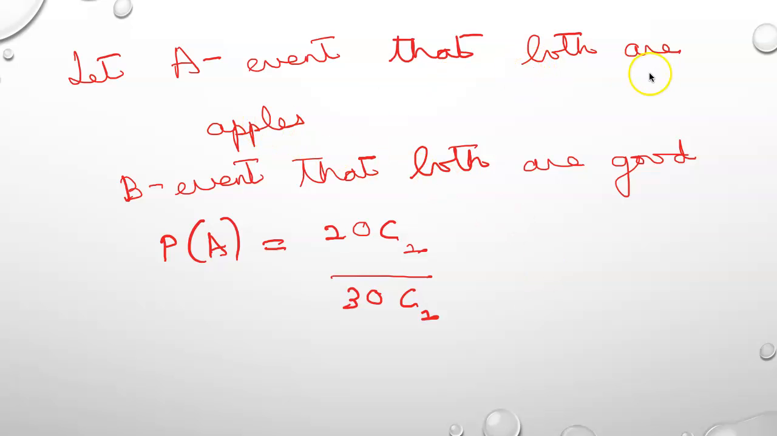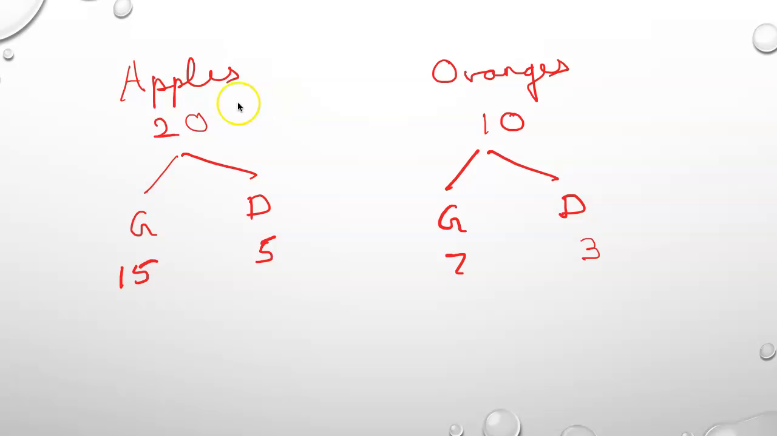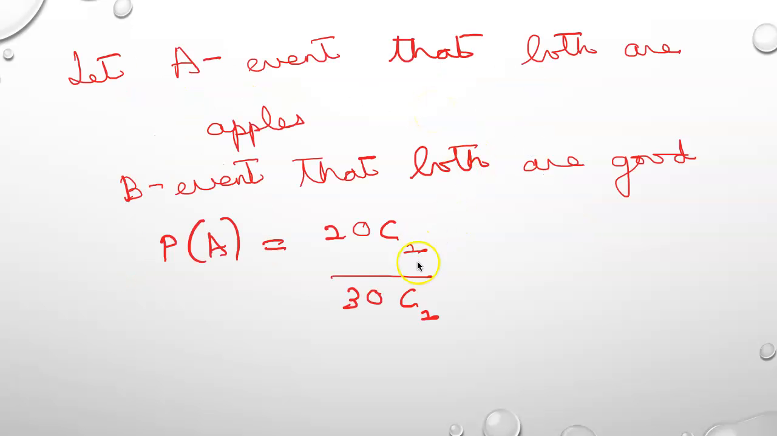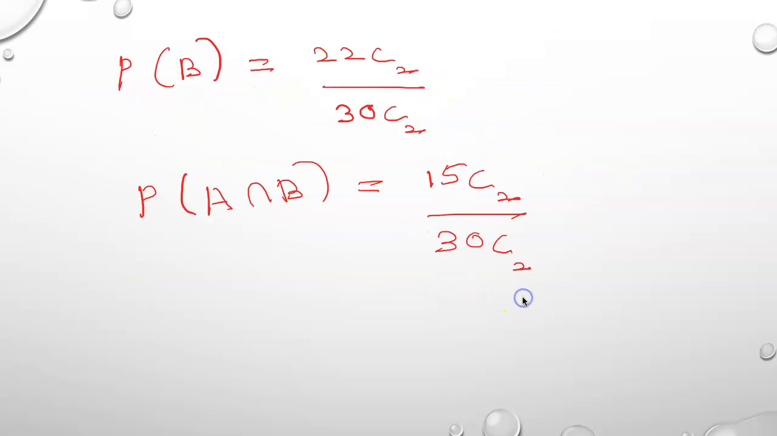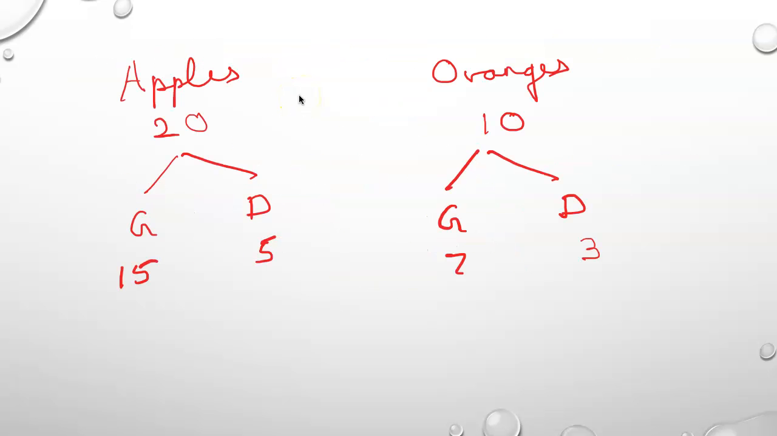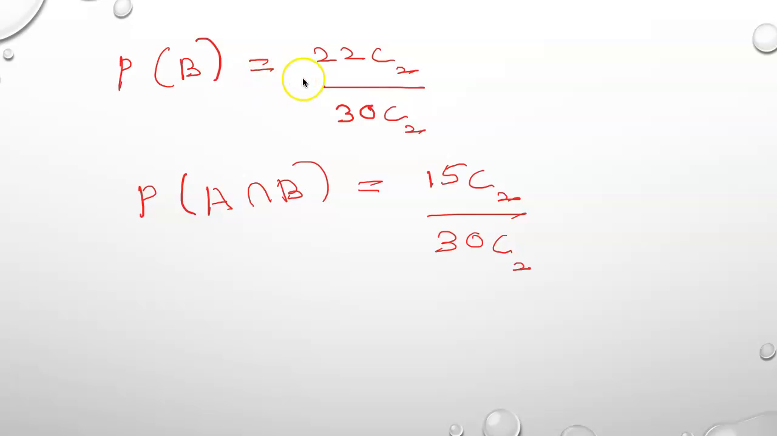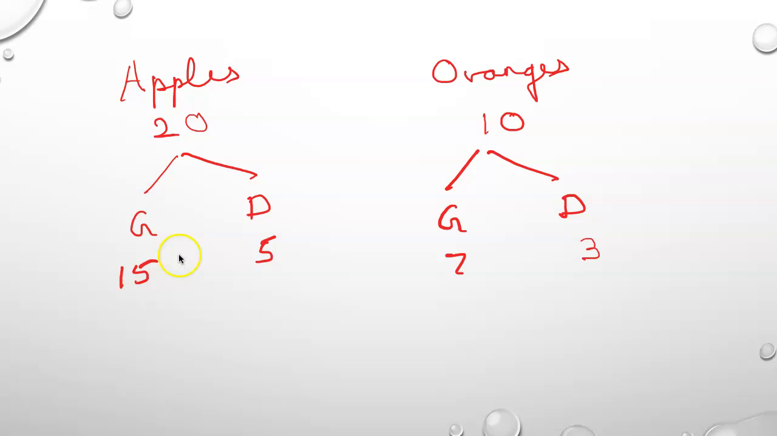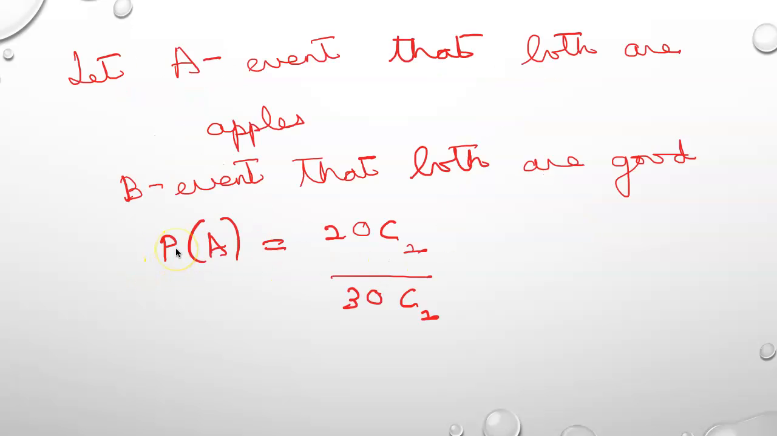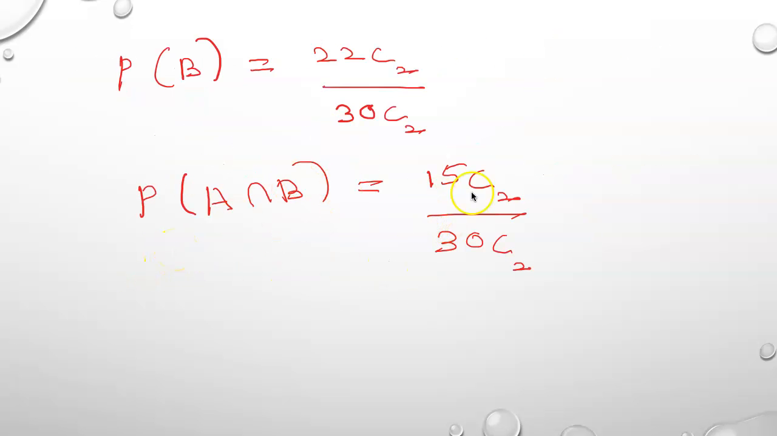So let A be the event that both are apples and B be the event that both are good. So what is the probability of A? There are 20 apples, so 20 C2, and totally how many fruits are there? 30. So 20 C2 by 30 C2. Probability of B, both are good. So we have 15 plus 7, 22 which are good. So probability of B is 22 C2 by 30 C2. And both are good apples will be just 15. So probability of A intersection B is 15 C2 by 30 C2.